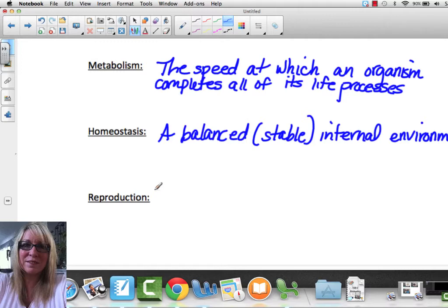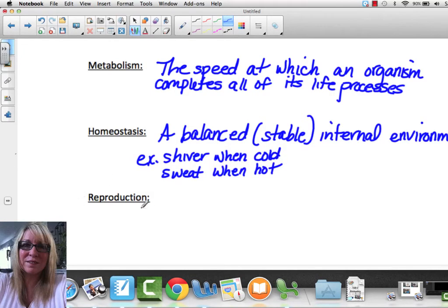When we're hot, what do we do? We sweat, and the sweat then cools our body down. When we're cold, we shiver. These are all ways of maintaining homeostasis. So I'm going to just put some examples. Shiver when cold. Sweat when hot. And then we'll talk about some others in more detail later.